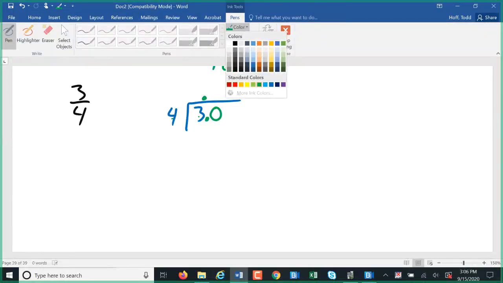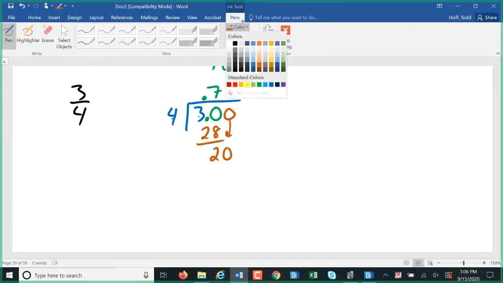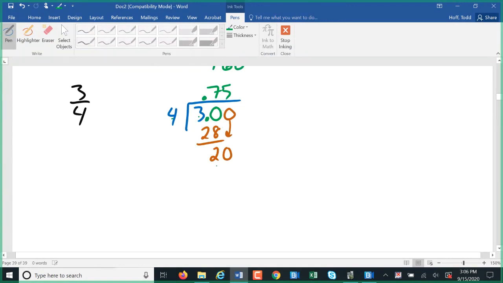So now we've got 4 goes into 30 7 times. 7 times 4 is 28, so we subtract, we got 2. We can add another 0, bring it down. Well, 4 goes into 20 5 times, and that's it. There's nothing left over. So 0.75.